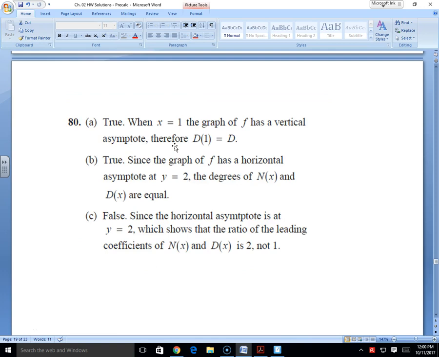True. Where's the vertical asymptote? At 1. The horizontal asymptote at 2 means the degrees had to be tied. If the bottom one wins, it should have been 0. And the bottom one is false. The ratio of leading coefficients must have been 2.